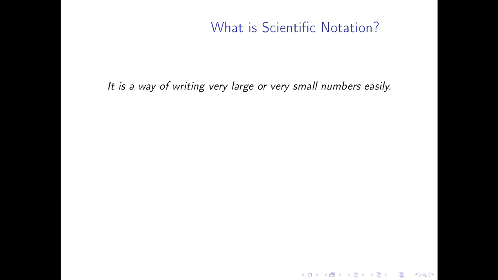So the form always looks like this: a times 10 to the n, where a is just some number between 1 and 10. So it can't be smaller than 1, can't even be 10, it has to be less than 10. And n is some integer, so it's a whole number. It's not a fraction, it's not a decimal, it's a whole number, but it can be negative, it can be positive.